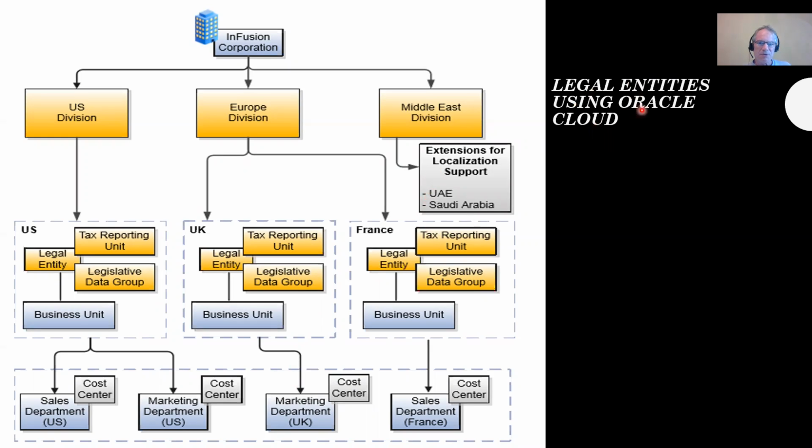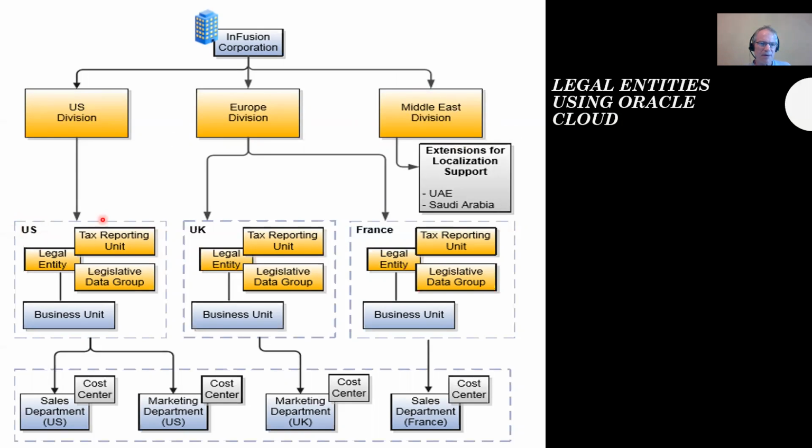Legal entities using Oracle Cloud. All right, this is just a visual. This is why I'm doing this, so you can kind of see what's going on. Tax reporting unit and legislative data group. So as far as legal entities, you can see there are 3 divisions. Again, for obvious reasons, you need to split this into 3 divisions. There are going to be different legislative tax requirements for all 3 of these. Let me drill down.